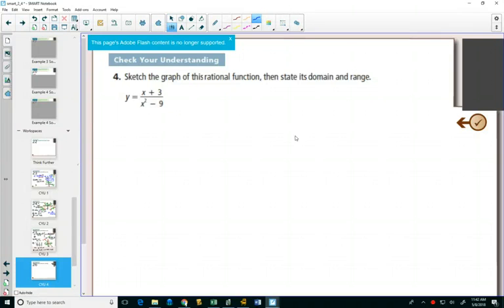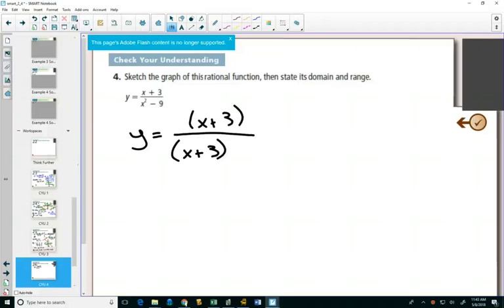This last example, in the last couple of years looking at the exam, I would say this last one is the most typical type of question that comes up on the exam. This one is going to have a hole, a vertical asymptote, and a horizontal asymptote. And that's the most typical type of exam question that comes up. So we go through the same thing as every other time. We factor completely. Bottom is a difference of squares.